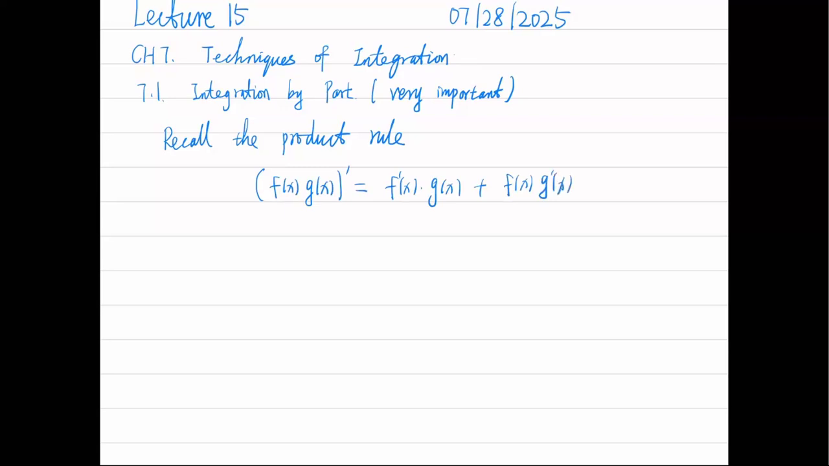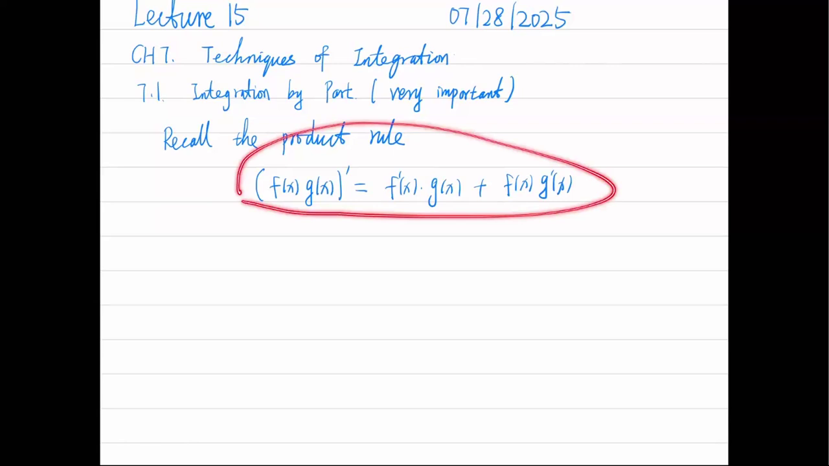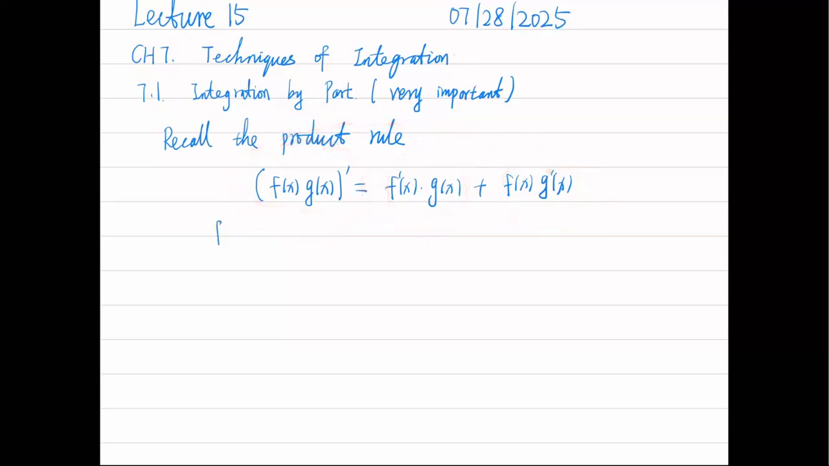Okay, very nice. So this is a very useful rule when we take a derivative, but it also leads us to the very important technique, integration by parts. What does that mean? It means we have this equation. So the integral of this will equal the summation of the integral of the two, right? Okay, the integral of the left-hand side. This will be the integral of this.